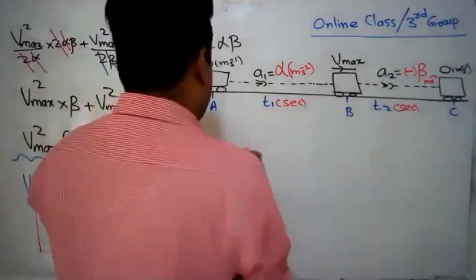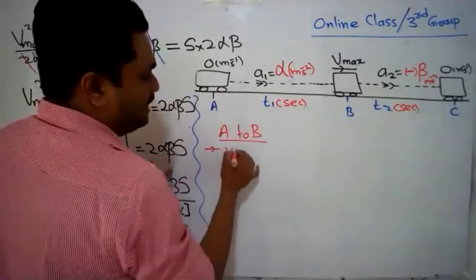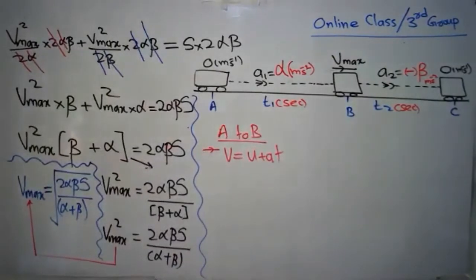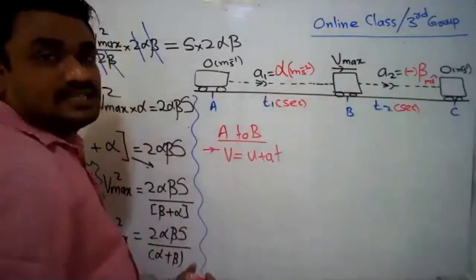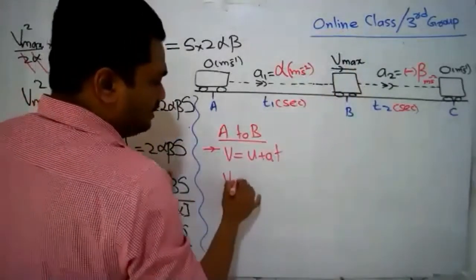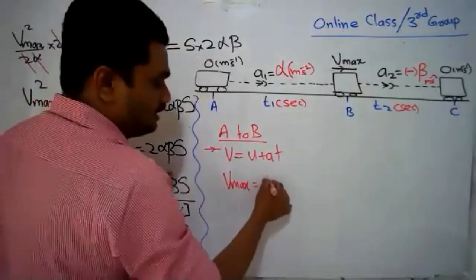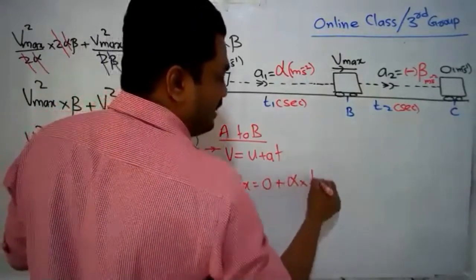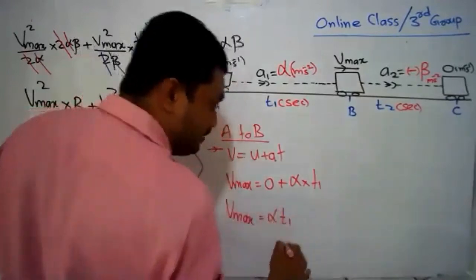So first I use this AB section, A to B in this direction. I apply the equation V equals U plus AT. So what am I going to do here? I'm going to apply V equals U plus AT for the AB section. When the AB section is considered, the final velocity is the velocity at the point B, that is V max. The initial velocity is the velocity at the point A, that is 0. Acceleration is alpha, time taken is given as T1. So V max equals alpha times T1.